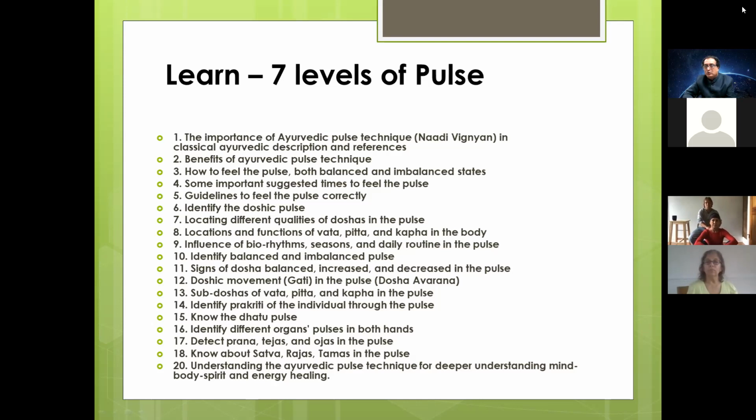And at the same time, doshic gati. Gati means movement. When vata is going to the pitta location, what qualities are you seeing? For example, if vata is moving to the pitta location, what happens? Vata is wind, pitta is heat. When the wind is blowing on the fire, what happens? It heats up, and you feel a burning sensation in the feet, in the body, in the eyes, in the skin. All these qualities are seen.